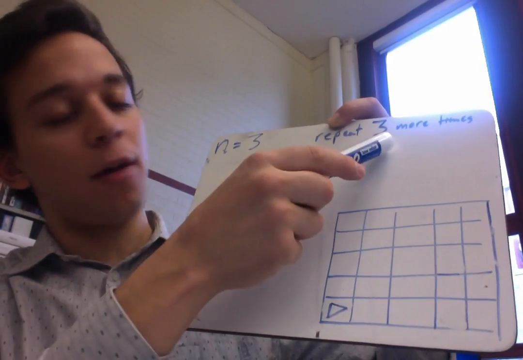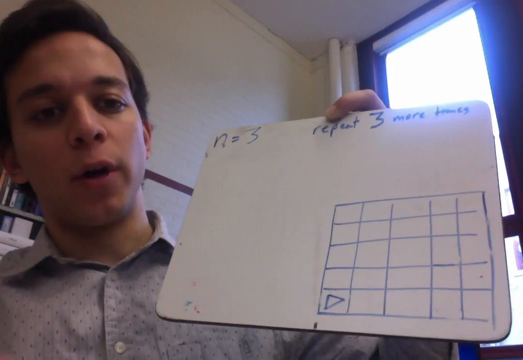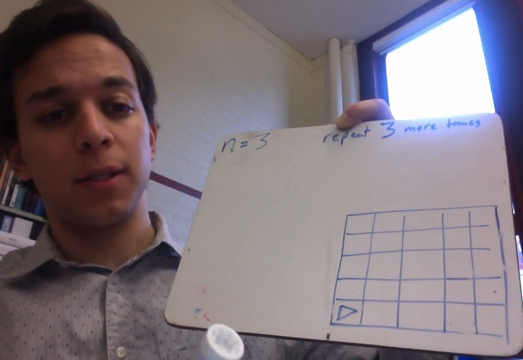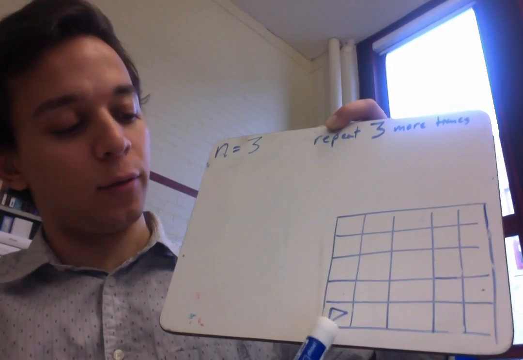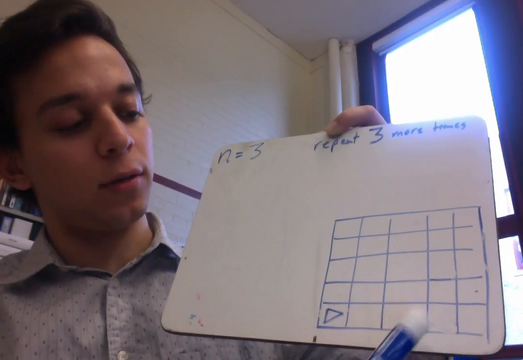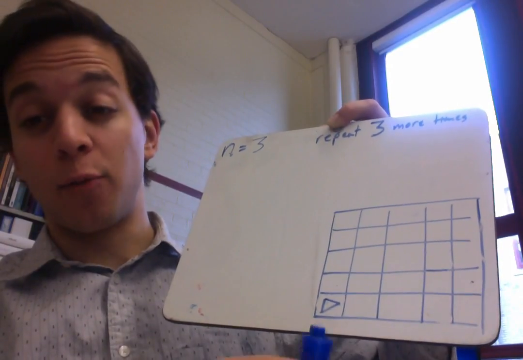So we're going to enter the outer loop 1 time for the first time, and then we're going to repeat the following steps n times. And that's move forward. What is n? 3, so we're going to move forward 3 times. 1, 2, 3. Then what? We rotate left, and we subtract n by 1.